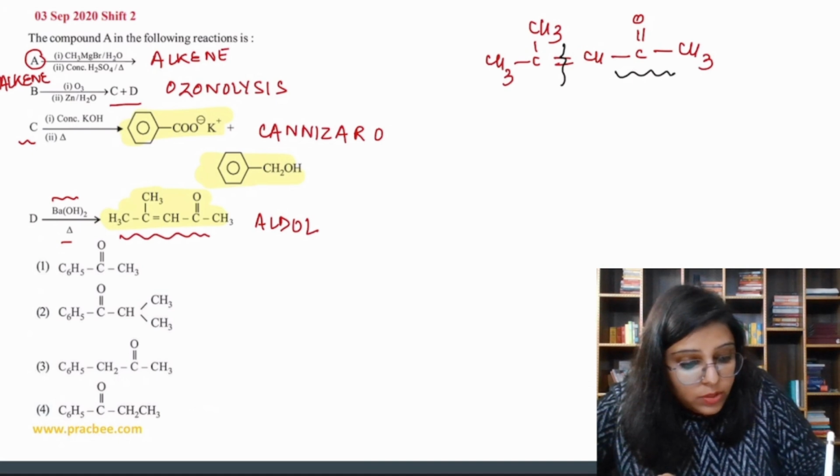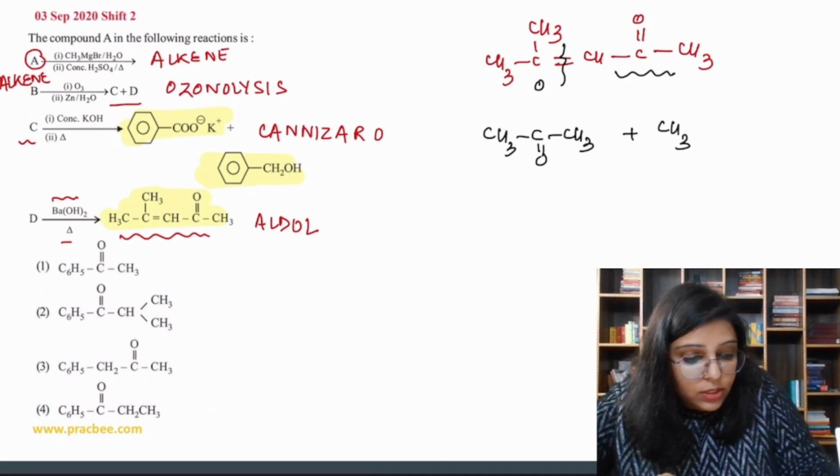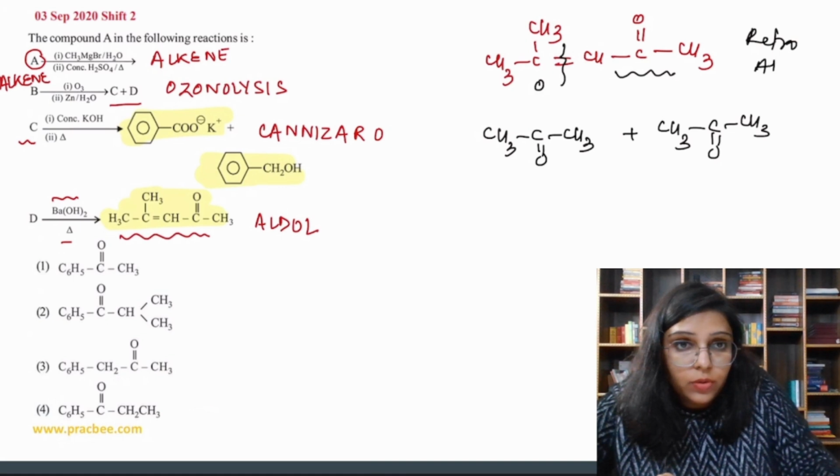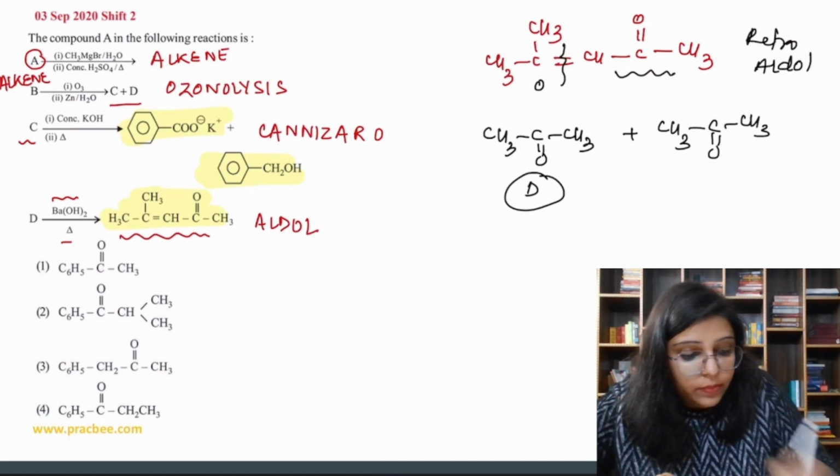Here carbonyl group is present, so here we write oxygen. So we have CH3, C double bond O, CH3, and here we write CH3, C double bond O, CH3. So this is by retroaldol. Okay, so this is my D.